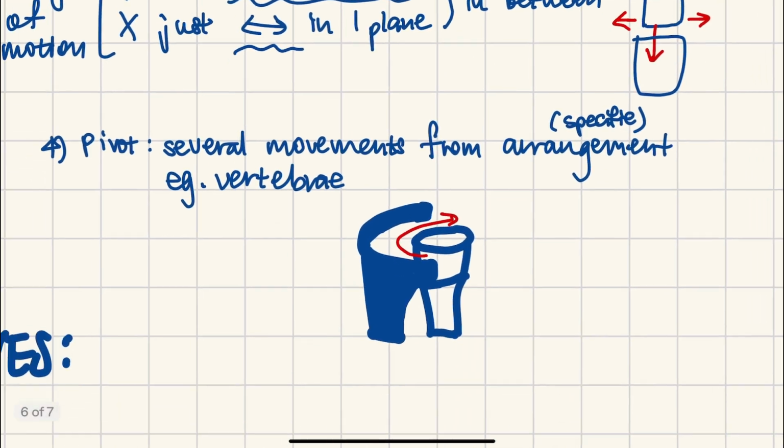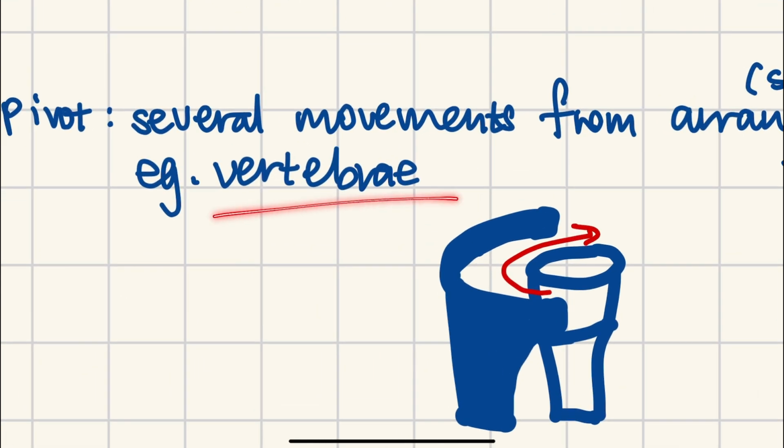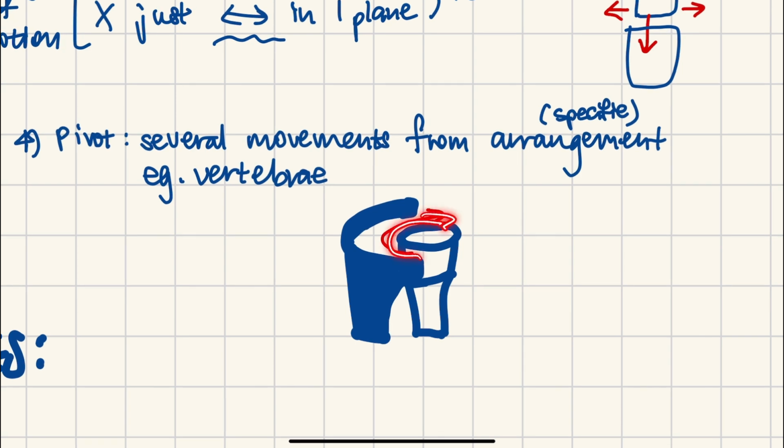A pivot joint is when several movements occur from the specific arrangement. An example is the vertebrae. As you can see over here, this is one of the parts of the vertebrae which is able to move because of this arrangement. The arrangement of the spine is similar to this shape, and once one of the bones moves, it then leads to a chain reaction where the other ones move too, which is how several movements occur from the specific arrangement of the spine.